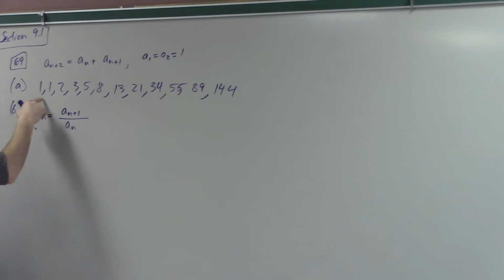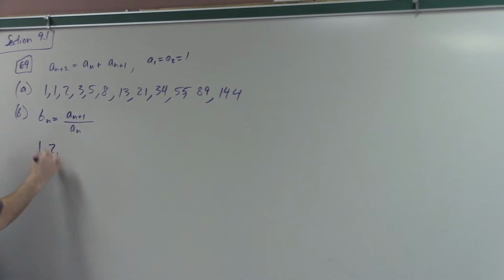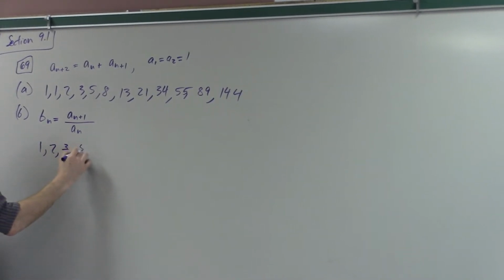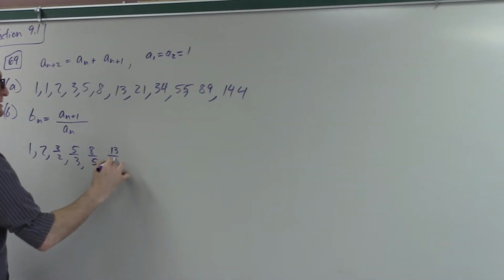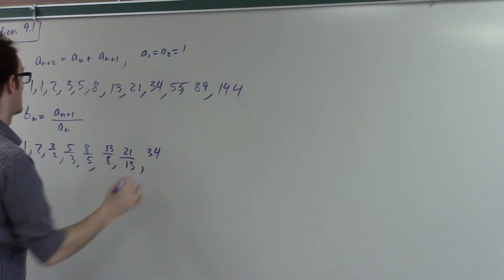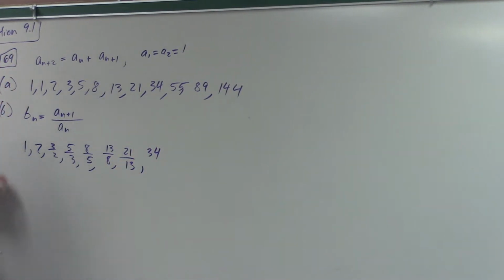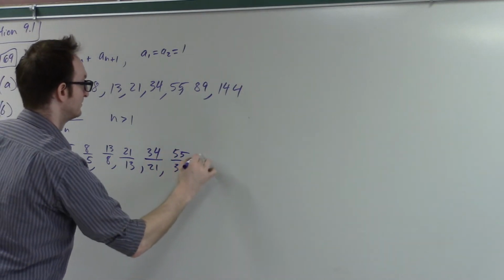So what is this? Well, I think it's just a matter of applying the thing. It's that over that. So that's 1, and then it's 2, and then it's 3 halves, 5 thirds, 8 fifths, 13 eighths, etc. How far do I have to go? Did it say n greater than 2? I think it said n greater than 1. Yes. Oh, so I should get rid of the 1? Okay, so we can just get rid of the 1. So it's 34 over 21, 55. Tell me when I can stop.